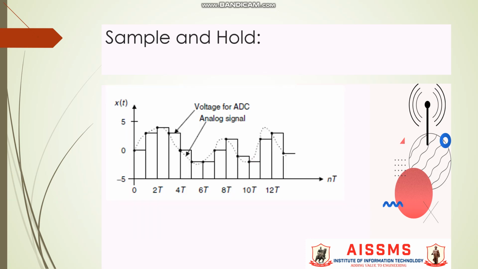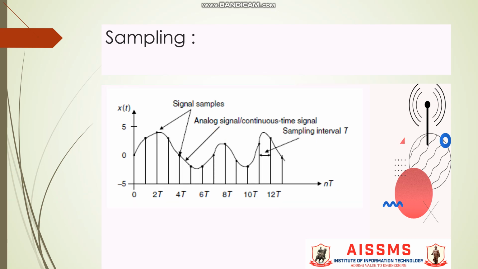For sampling a signal, a sample and hold circuit is employed which samples the signal at uniform time intervals called the sampling interval T.